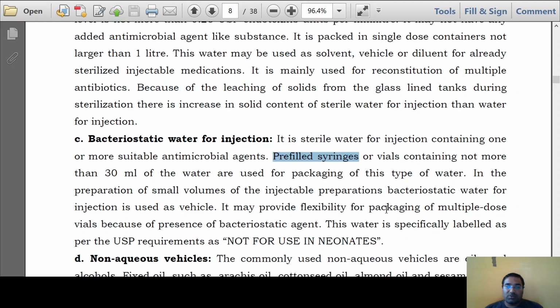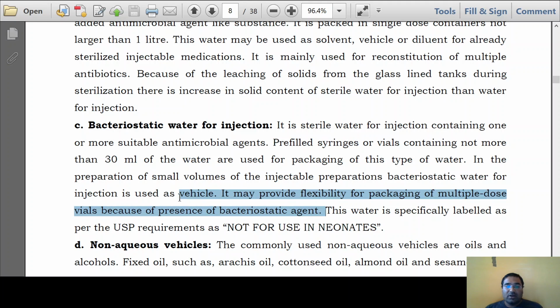In the preparation of small volumes of injectable preparation, bacteriostatic water for injection is used as a vehicle. SVP, small volume parenterals. So in case of preparation of small volume parenterals, bacteriostatic water for injection is used. It may provide flexibility for packaging of multiple dose vials because of the presence of bacteriostatic agent. Now look at this sentence. So multiple dose vials can be prepared with bacteriostatic water for injection because it contains bacteriostatic agent, an antimicrobial agent.